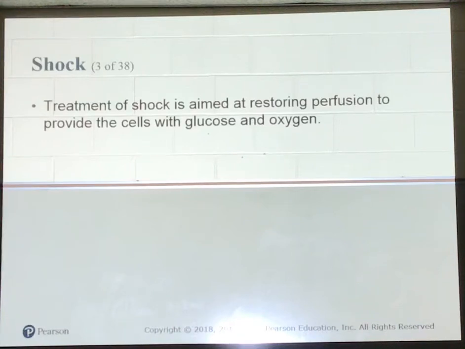All right, restoring perfusion, which is oxygen and glucose delivery, will restore the production of larger amounts of energy required, reverse the lactic acid buildup, and reestablish the function of the sodium-potassium pump. And to be effective, restoration of perfusion must be accomplished before critical mass of cell death occurs.